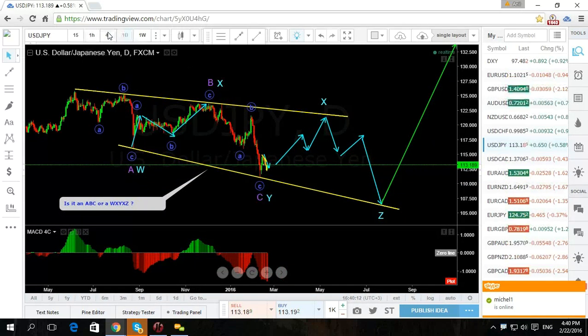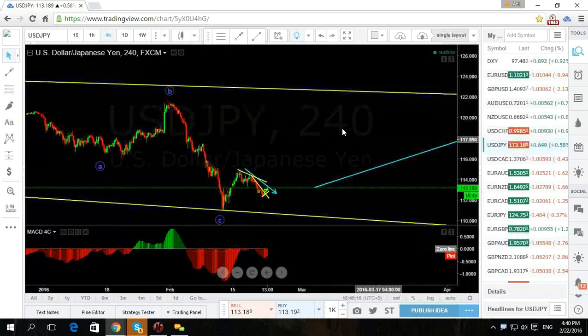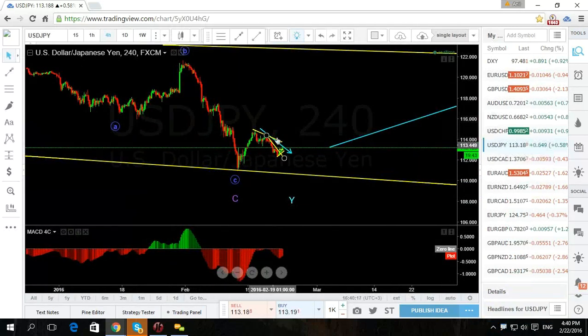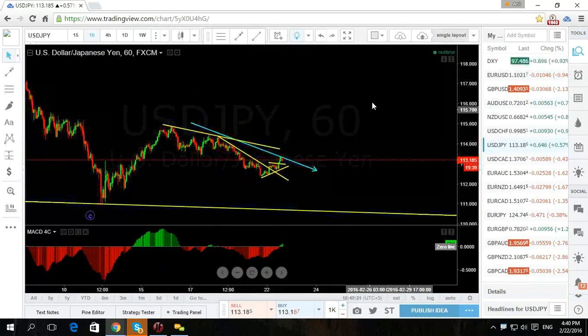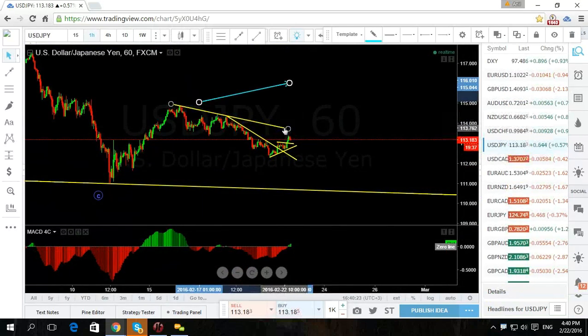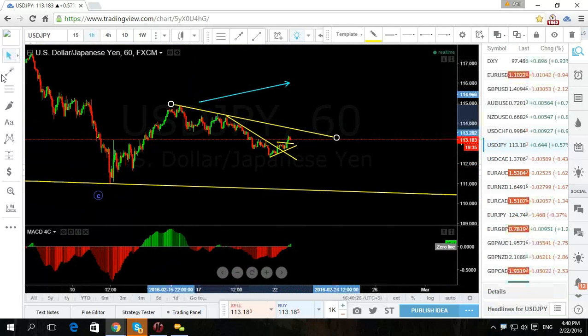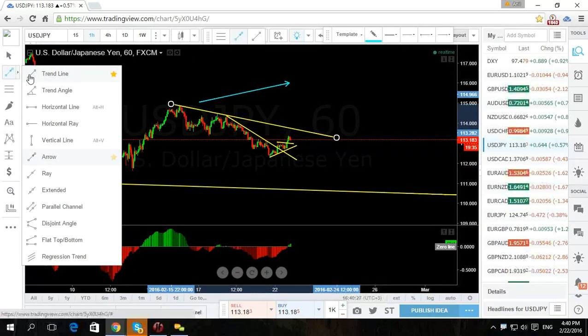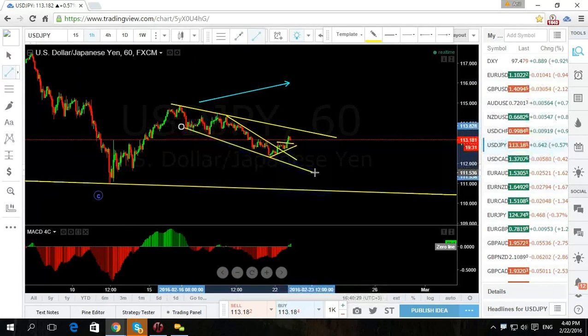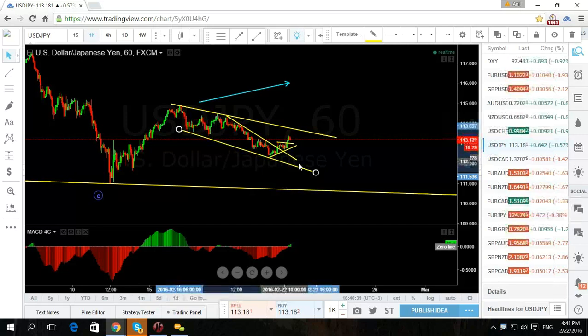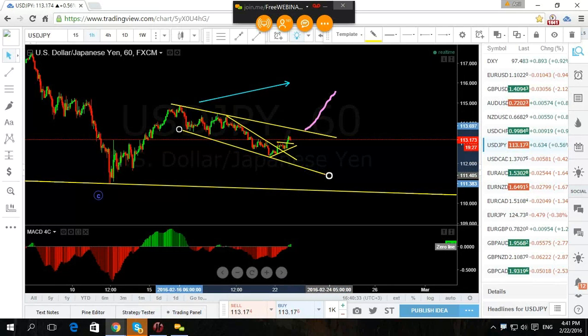So let's go to 4 hour. We've got a sharp impulse. We're getting a correction in here right now. Put it in a 1 hour. Take this out. And this is our corrective structure. So what we don't know is if this corrective structure is over. Your buy will come in the breakout.